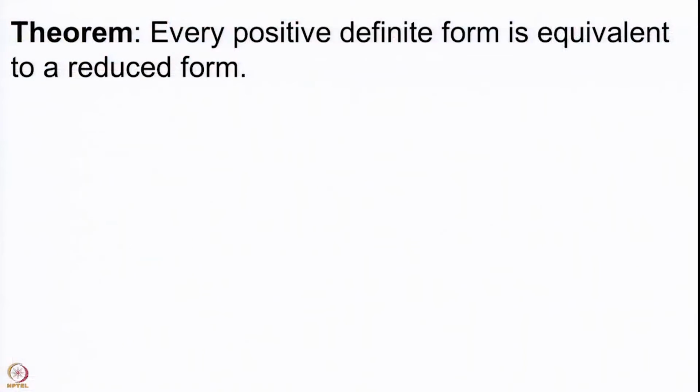Now we come to the theorem which we proved in the last lecture, that every positive definite form is equivalent to a reduced form. So, you start with any positive definite form, whatever coefficients it may have, you can always change it by using the allowed transformations, so that in the end you get a reduced form. And the proof was quite easy.